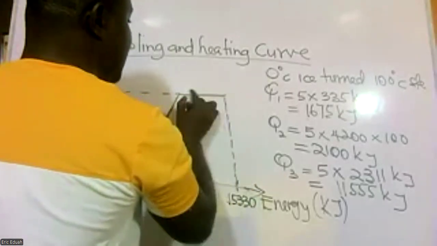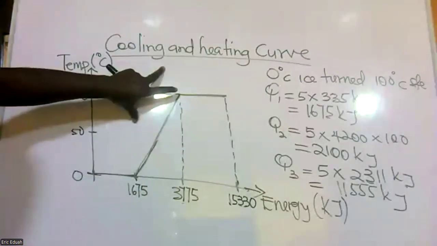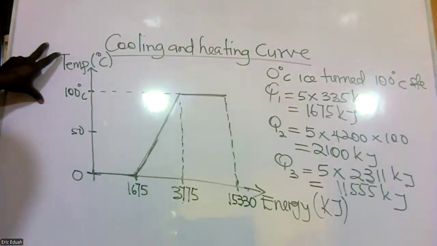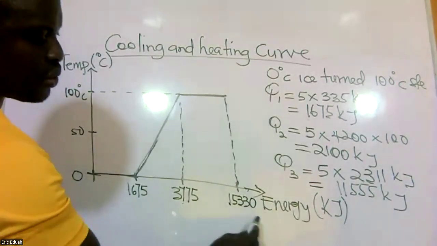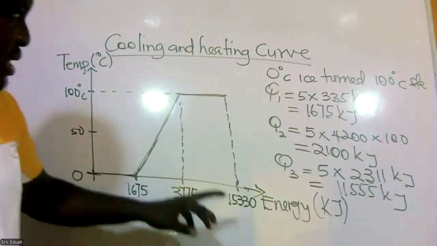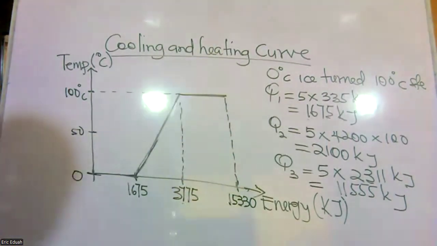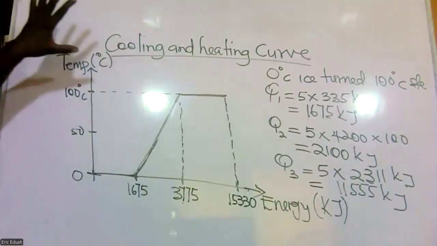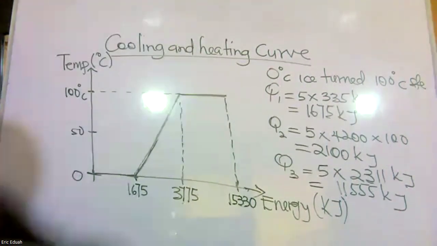So this is how the heating curve of the question I gave earlier will look like. We are plotting temperature against the total energy here. So when you look at the last stage, you get the total energy that is used in changing states from 0 degrees Celsius to 100 degrees Celsius steam. So this is the nitty-gritties of heating. This one in particular is a heating curve.